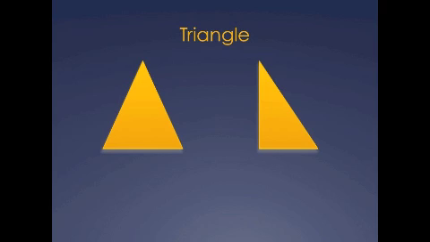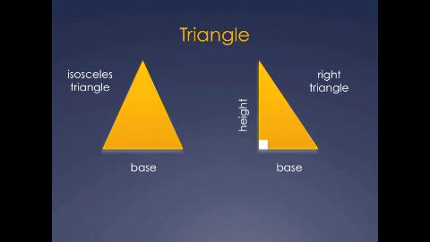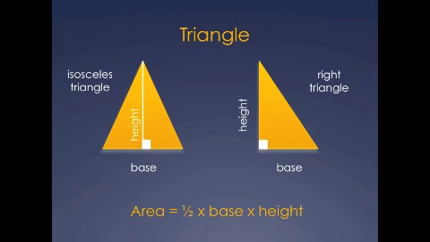Now we will review the area of a triangle. Here we have 2 different kinds of triangles. On the right, we have a right triangle, and on the left, we have an isosceles triangle. Label the bottom of both of these triangles as the base. For the right triangle, the side that forms a right angle with the base is called the height. For the isosceles triangle, we must draw a vertical line to find the height. Draw the line from the top vertex to the base to form a right angle. This line is the height. For both types of triangles, the area is 1/2 times the base times the height.